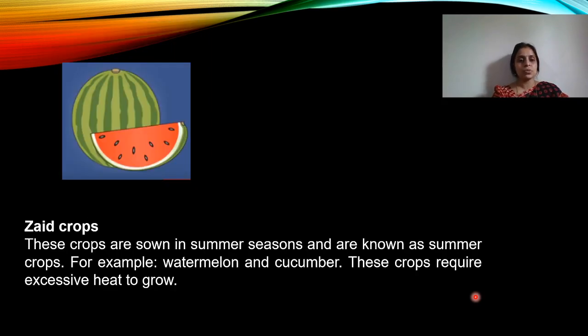Coming to Zaid crops, these crops are sown in the summer season and are also called summer crops. For example, watermelon, cucumber. These crops require excess heat to grow.